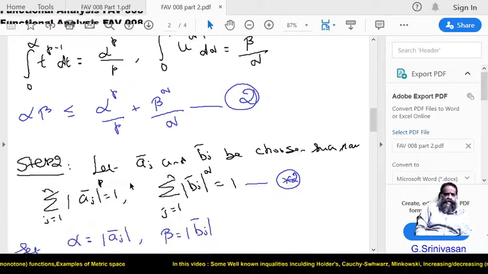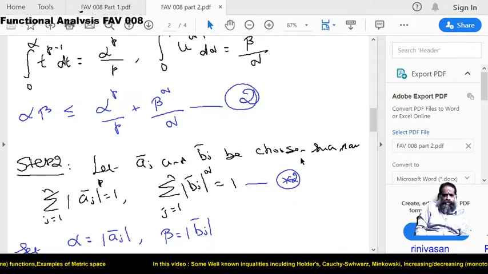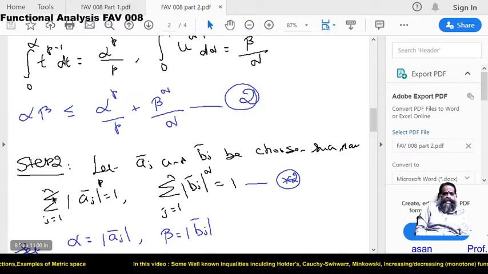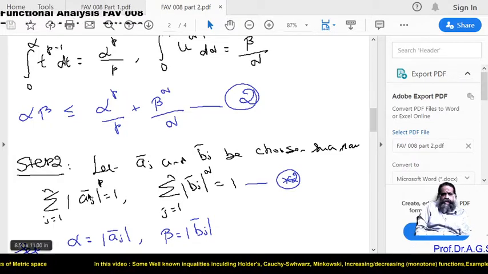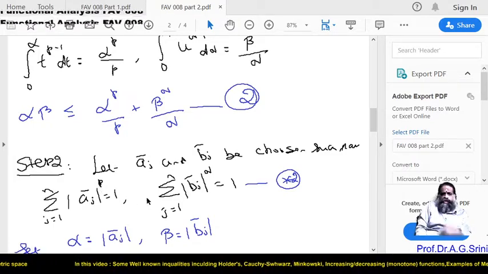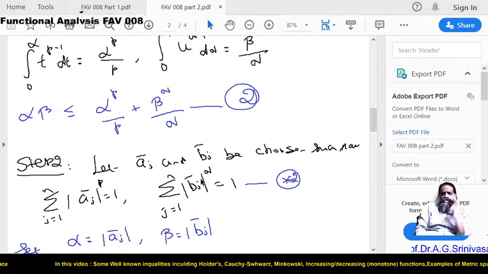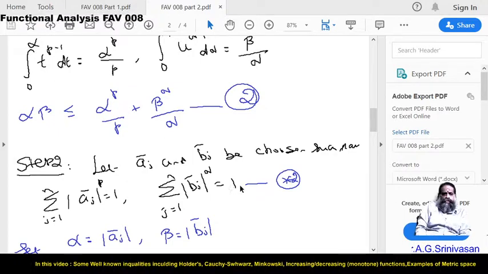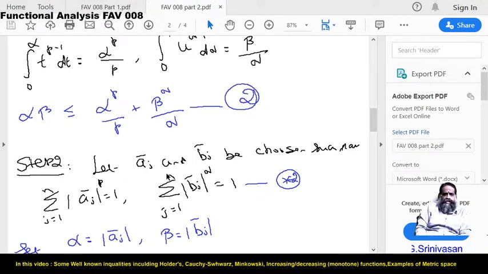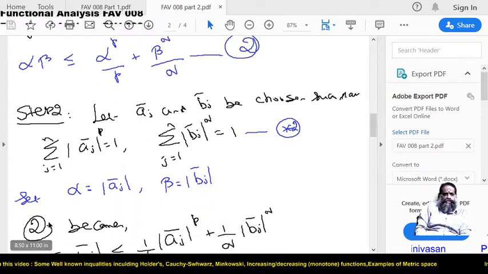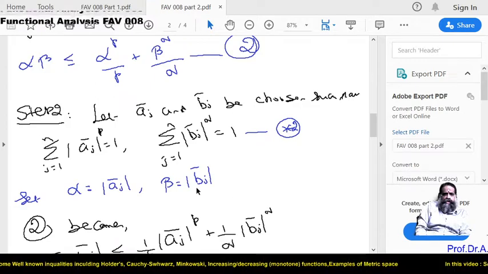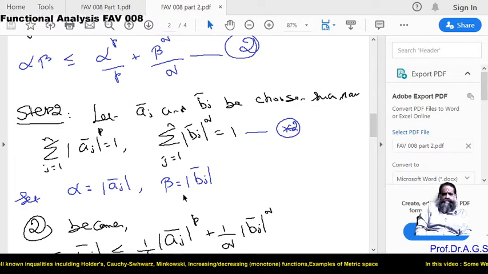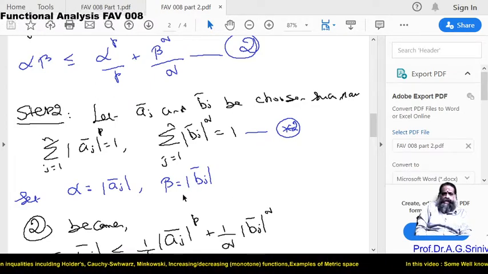Step 2: let aj bar and bj bar be chosen such that the sum from j = 1 to infinity of |aj bar|^p is 1. It is not n, it is infinity. And the sum from j = 1 to infinity of |bj bar|^q is also 1. Now I will choose alpha equal to modulus aj bar and beta equal to modulus bj bar. aj and bj can be real or complex, it doesn't matter.